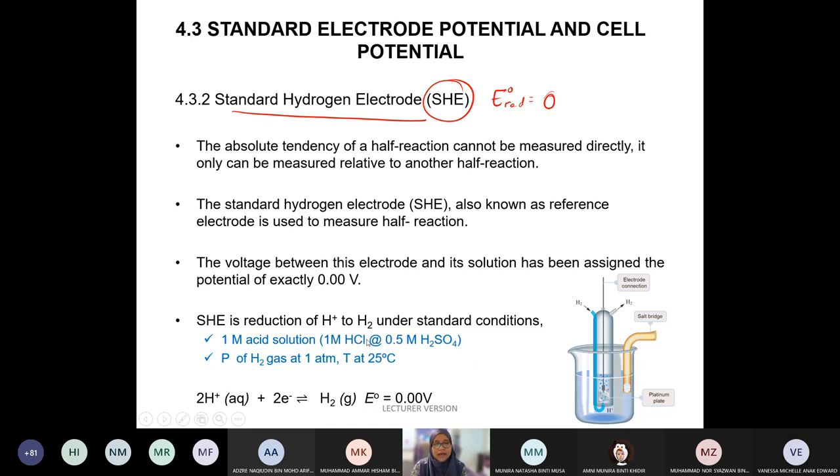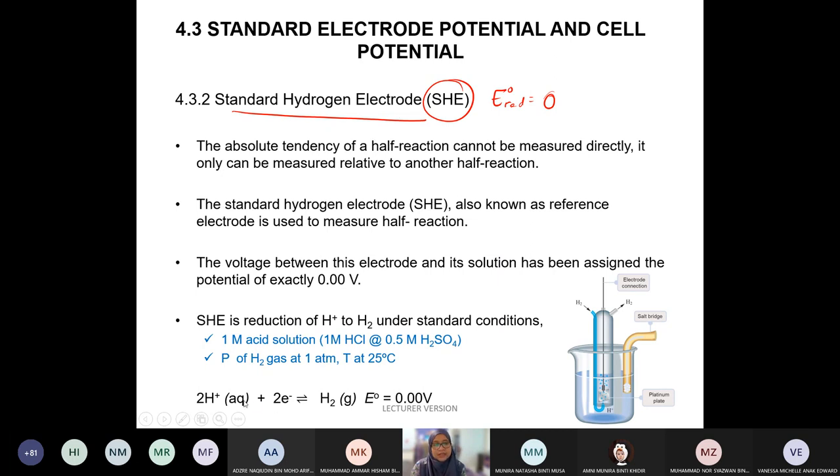Okay, keadaan of SHE tu. Maksudnya dia punya solution should be one molar of acid solution, because they supply the H plus. It's either HCl ataupun H2SO4. Okay, and then the pressure of the hydrogen gas should be 1 atm. And this should be conducted at standard temperature and pressure. Okay, nama pun standard hydrogen electrode kan.